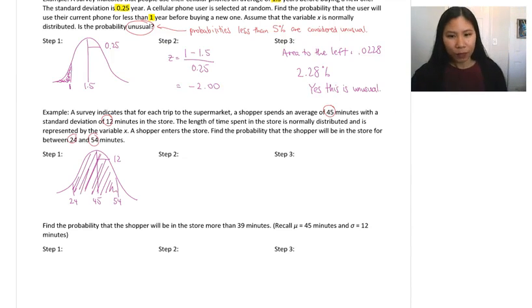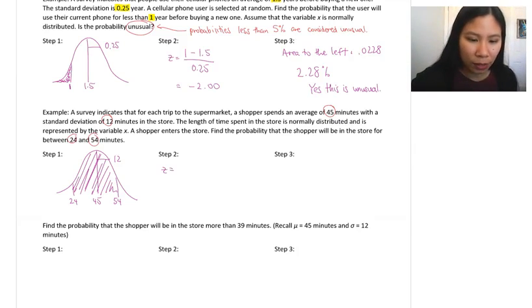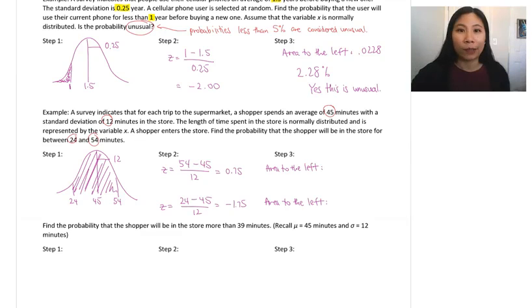And remember, to find the areas in between, you need two z-scores, and then you take the area of the bigger z-score minus the area of the smaller z-score. So here we've got to find two z-scores. I'm going to do this twice. I'm going to start with the bigger number, 54 minus a mean of 45 divided by 12. And then I'm also going to do this for my other number of 24. Okay, so my bigger z-score is going to be the positive 0.75. My smaller z-score is going to be the negative 1.75.